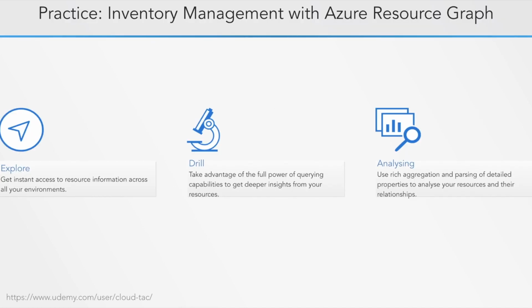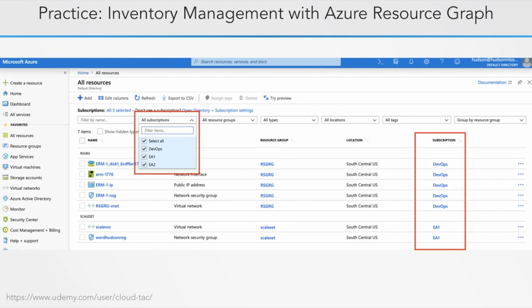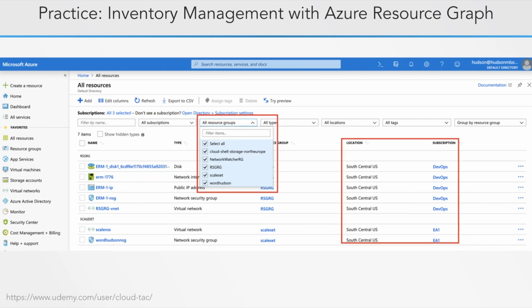Azure Resource Graph is perfect at three things: exploring resources, drilling down to gain deeper insights, and analyzing resources and their relationships. It allows you to interactively refine your results. For example, focusing on a specific subscription or viewing resources across all subscriptions. You can also access all your resources at once without limitations.